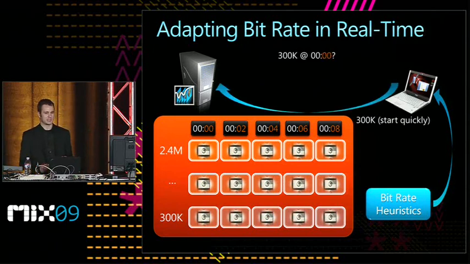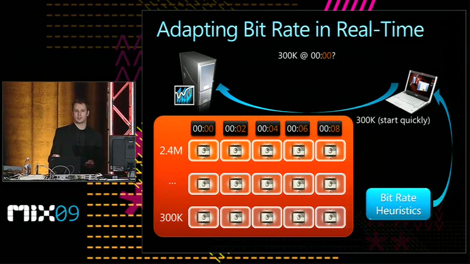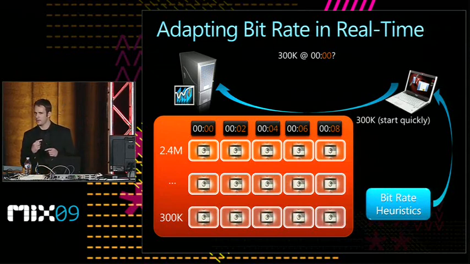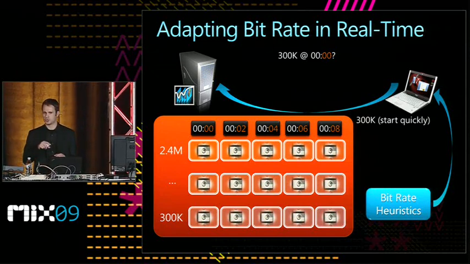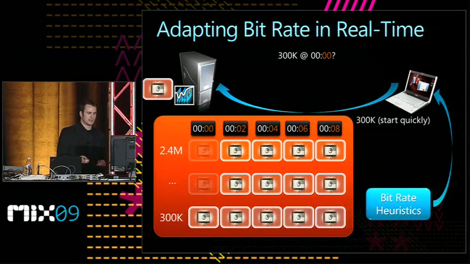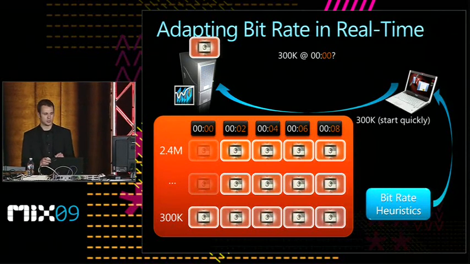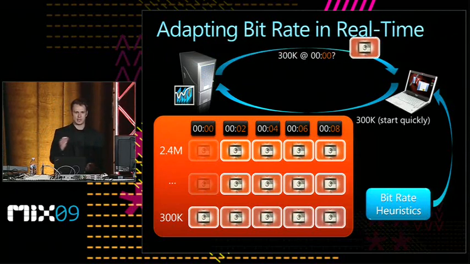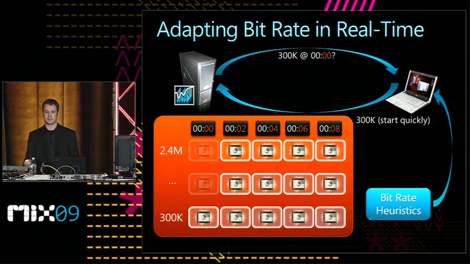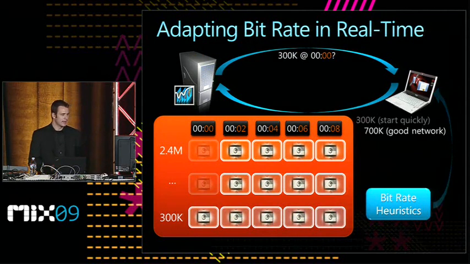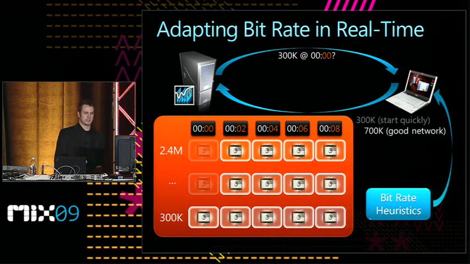The 300K comes in, and as it's being downloaded, the client can time how long it took to download that chunk. Based on how long it took, it can figure out, okay, I think I have more bandwidth available than just 300K. So the next thing it's going to do is request a slightly higher bit rate chunk. Maybe it's a 600K chunk. Once again, it's going to download, time how long the download takes, and go, okay, I think I have more than 600K. And it's going to keep going through this process.